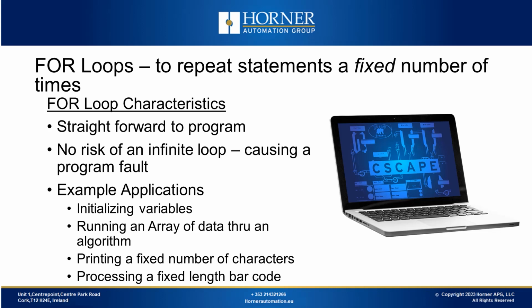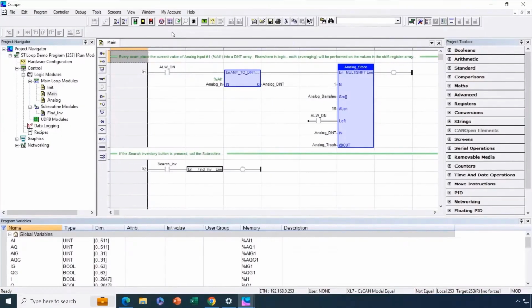Some specific applications include initializing variables, setting array elements to 0, processing data arrays through algorithms, e.g. finding min or max values, and handling fixed length tasks like printing characters or processing barcodes. In all of these cases, the fixed nature of the task makes for loops an ideal choice. Now we'll have a demonstration on the for loop.